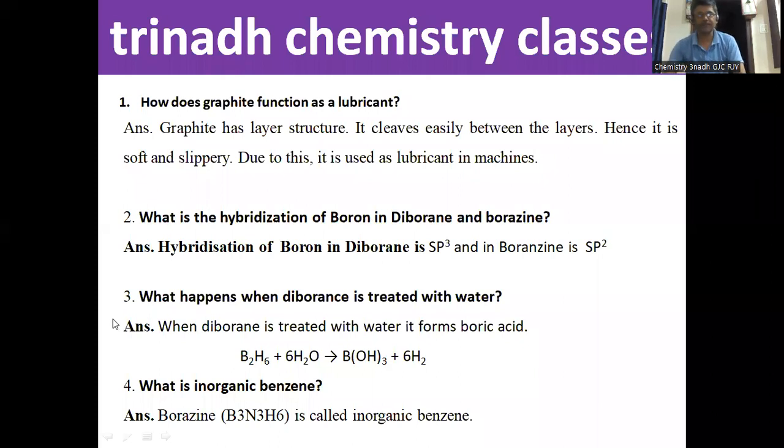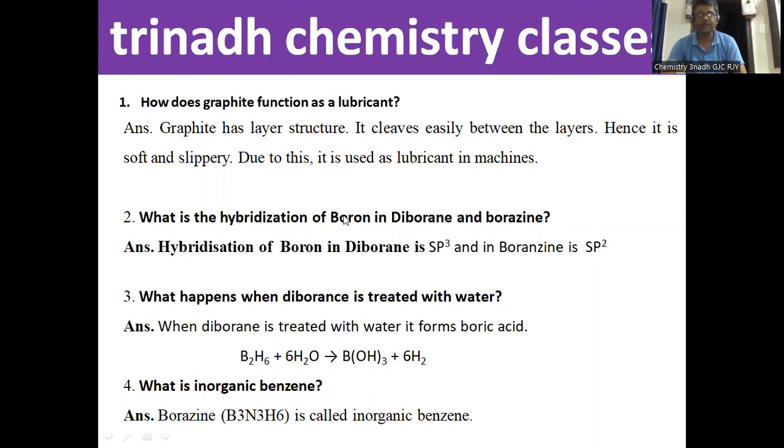So how does graphite function as a lubricant? We know that graphite has a layer structure. One layer can slip over another layer. Hence, graphite is soft and slippery. Due to this, it is used as a lubricant in machines.